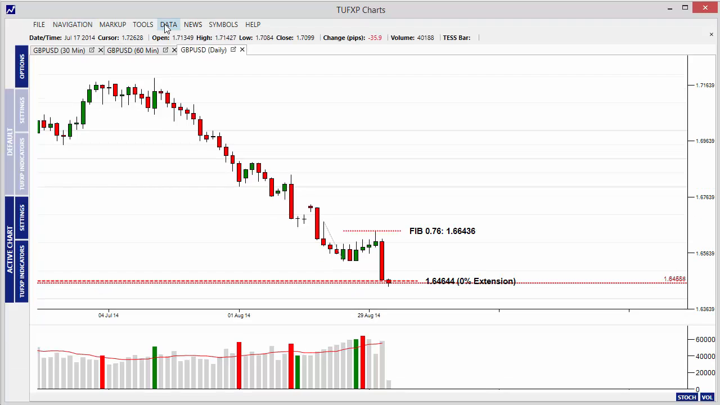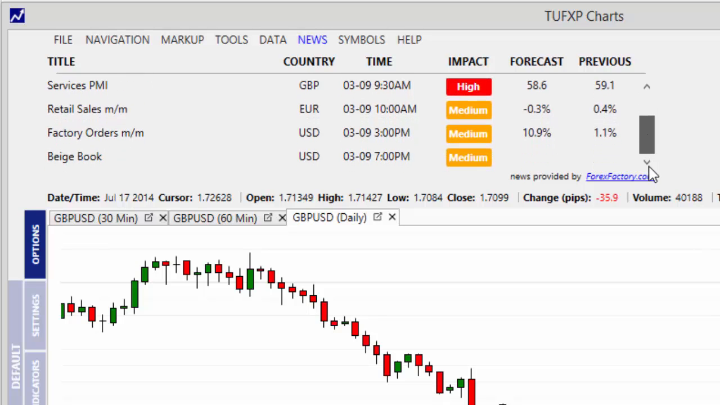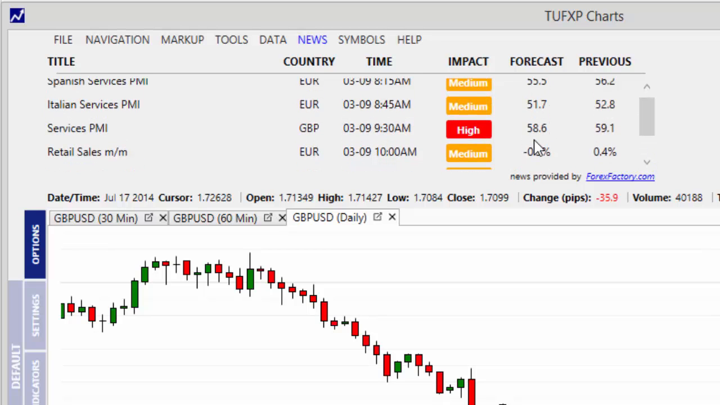Let's see what news we've got today that could move the markets. Let's just reset this, and in the news, we've got services PMI at 9:30. That's the only high-impact news item today for the markets. That is at 9:30. That's forecast to come out less than forecast as well. So we could get a bit of a reaction from the market on this news.